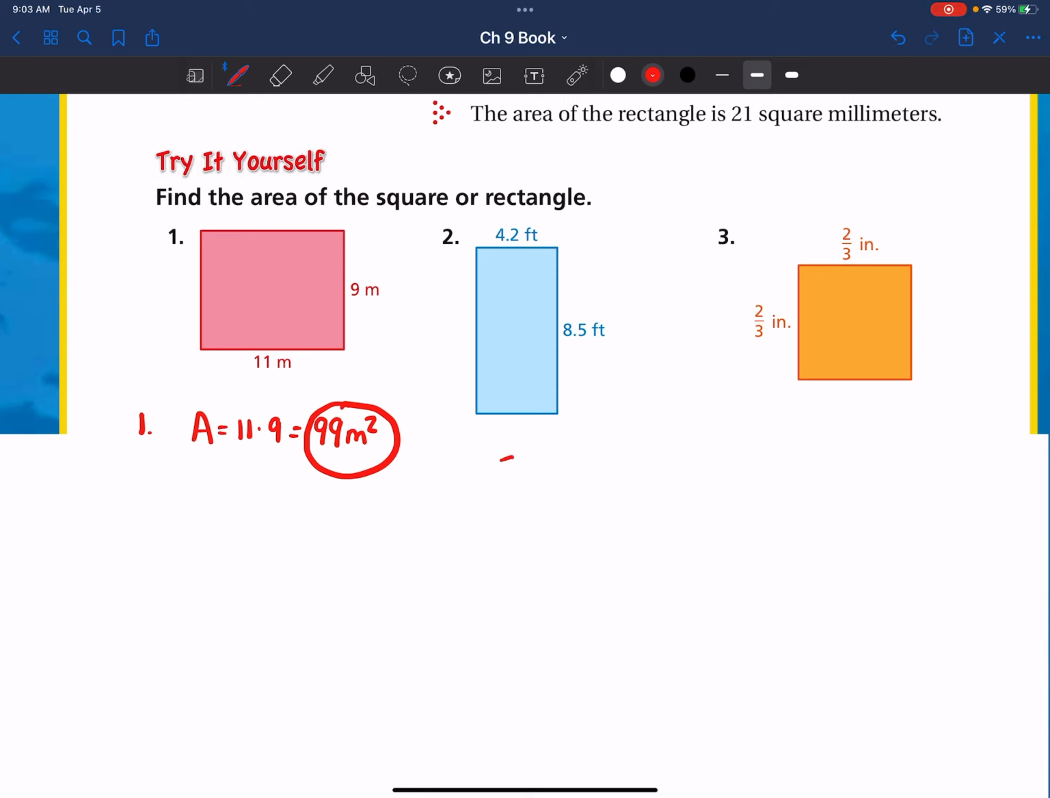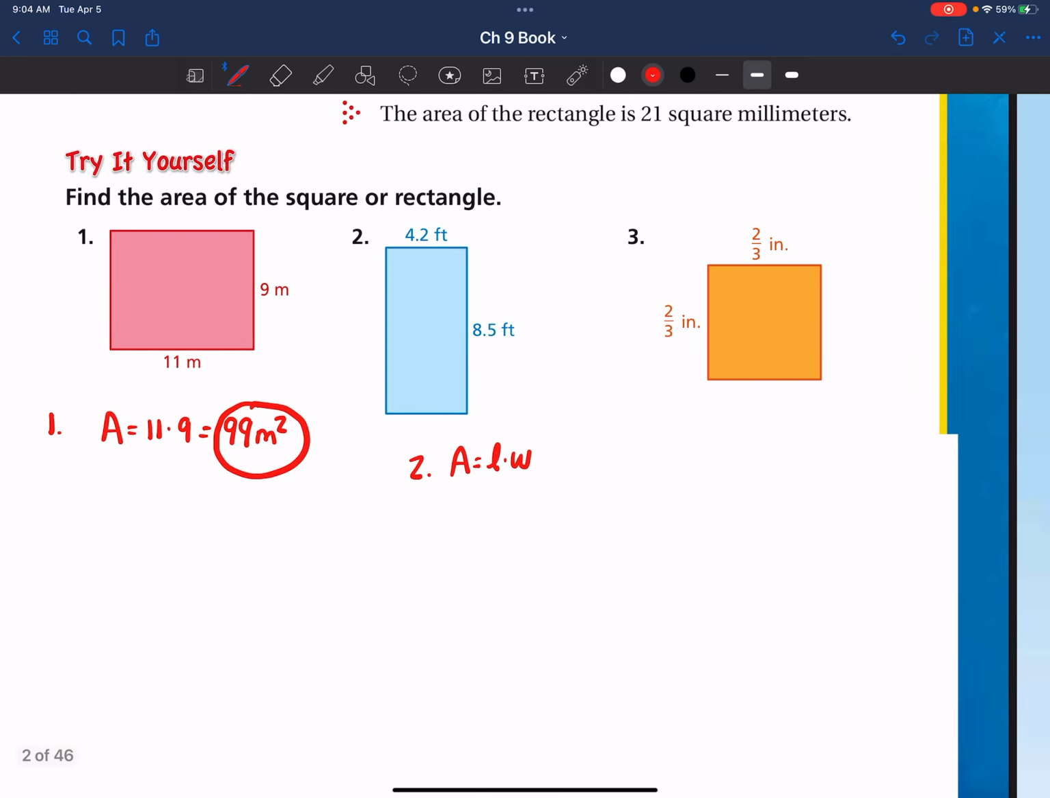Number 2. 4.2 feet by 8.5 feet. Remember, all you have to do is length times the width, or the base times the height. Number 2 is going to be for you to do on your own. I want to see how you do on number 2. Make sure you label it correctly and make sure you circle your answer. You can pause the video right now if you want to do that on your own. I'm going to go on to 3.